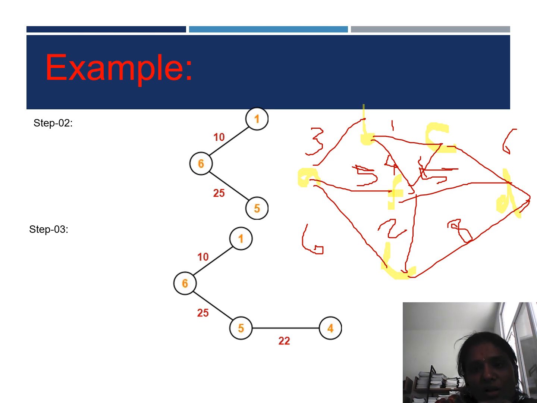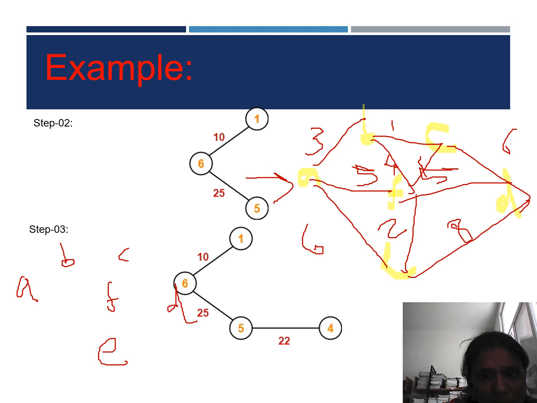So look at this. Let me take A as a starting vertex. So just draw edges alone: A, B, C, D, E, and F. In this example, from A we have a path from A to B, A to C, A to F, and A to E also we have a path. But the smallest one is A to B. So we should take A to B as 3.